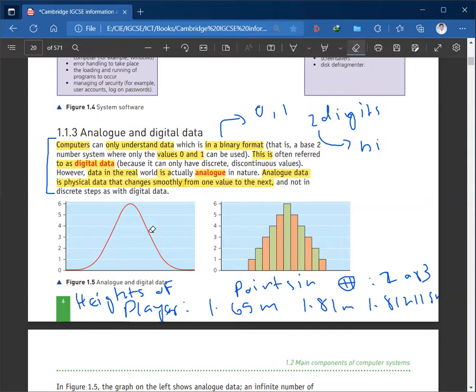So that is the difference between analog and digital. Is that clear? Digital can only have fixed values. Analog can be anything. Analog is real life. Let's take another example: how loud something is. We can compare digital data with binary. That's discrete. Just like points in basketball, binary data is also discrete.